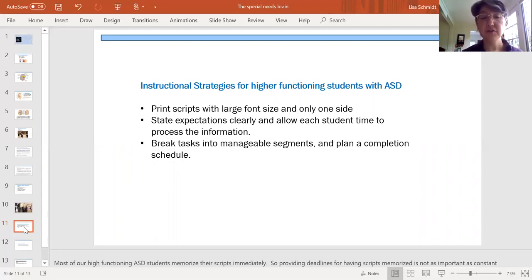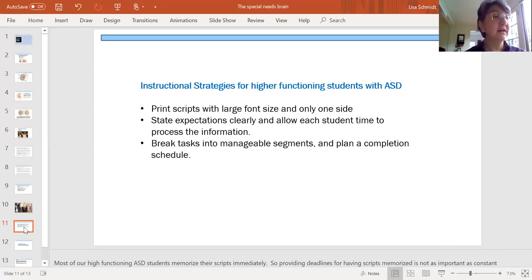So for our high functioning students, we may say, you need to have this part of the script memorized for this point. You need to be able to manipulate this particular prop, such as catching a ball, by this time. So we'll give you this week to practice that.